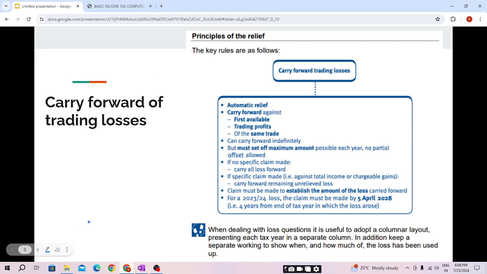So here students, we have studied the important rule, that is whenever a loss is carried forward, it will be set off against the first available trading profit. It can be carried forward for an indefinite period of time, but the maximum must be set off, no partial claim is made, and this relief must be claimed by 5th April 2028.